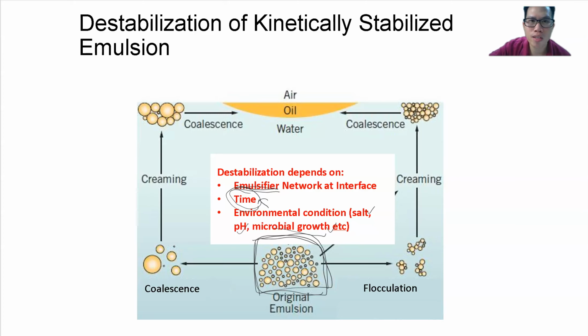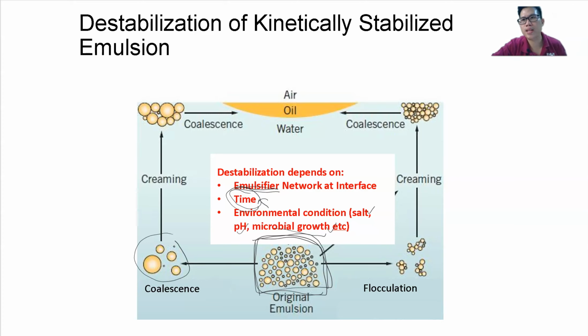These are what we call the destabilization mechanisms. How can an emulsion destabilize? There are a few different ways. One of them is what we call coalescence. Coalescence is when the droplets merge together.